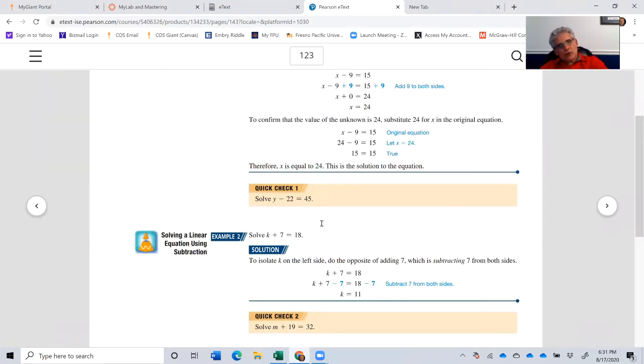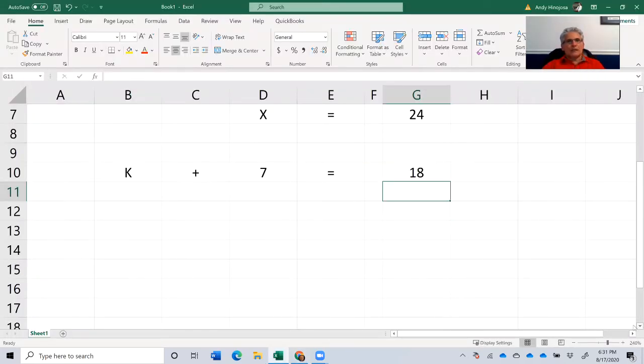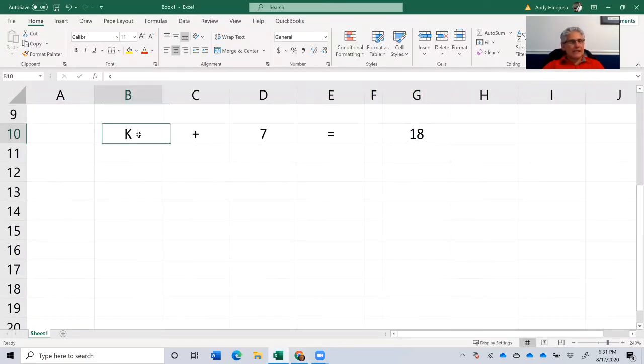The next one, solve k plus 7 equals 18. K plus 7, k is the unknown variable. The expression is k plus 7. The equation is k plus 7 equals 18. Now we have to try again to isolate the k.